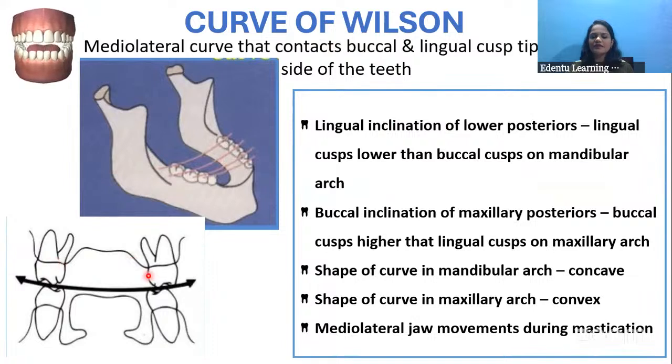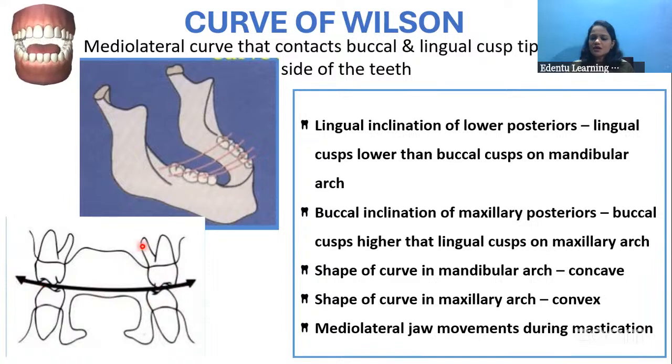The curve of Wilson is nothing but a mediolateral curve. So curve of Spee is anteroposterior, whereas curve of Wilson is mediolateral. From this area to this area, it is extending, so it is known as a mediolateral curve. It contacts the buccal and lingual cusps of each tooth. You can see the curve of Wilson here, contacting the buccal and lingual surface of each tooth. So this is known as the curve of Wilson.